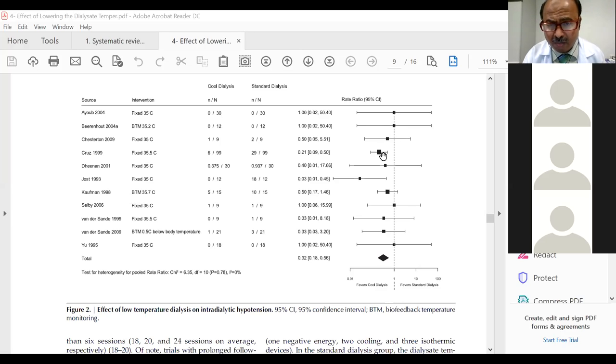The size of a square denotes the number of patients included. So the bigger the square, the larger the number of patients included in the study. So what is the result of the meta-analysis? Toka.